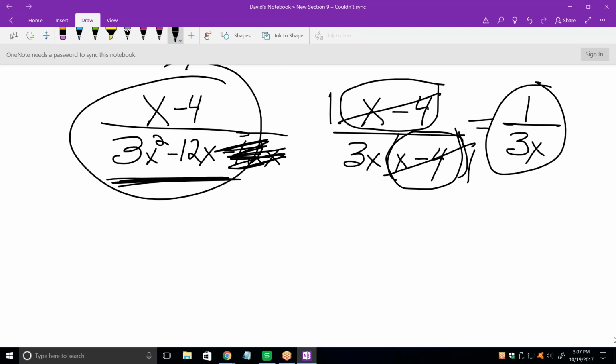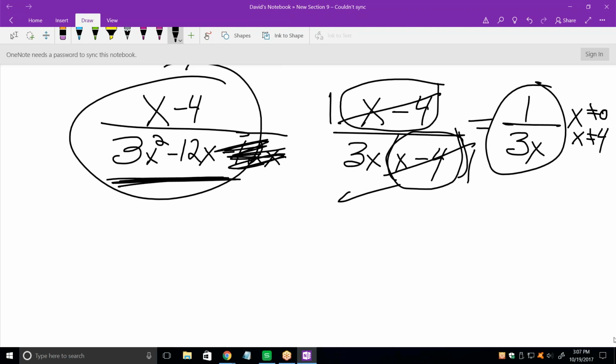In other words, if we go back and look at this before we cancel the x minus 4s, we've got some domain restrictions. X cannot be 4. If x is 4, we are dividing by 0. So this isn't really the complete answer. The complete answer is x cannot be 0 and x cannot be 4. Even though it looks like that 4 restriction disappeared when we canceled it, it never disappears.